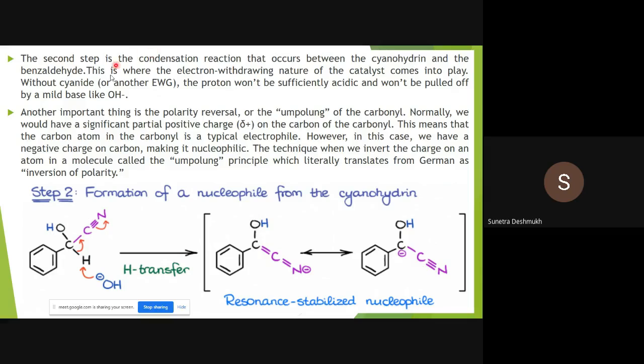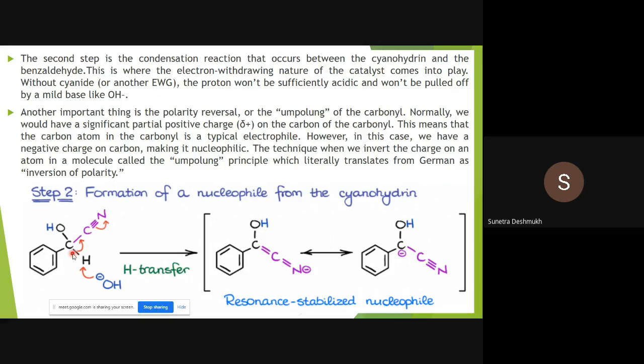Here the electron withdrawing nature of the catalyst comes into play. Cyanide is an electron withdrawing group, and this carbon-nitrogen triple bond acts as a resonance stabilizing group. The cyanide group stabilizes the negative charge by forming resonance. Here is the resonance form and how it forms with this negative charge. By abstraction of a proton by the hydroxide group, we have generated a new carbanion here.